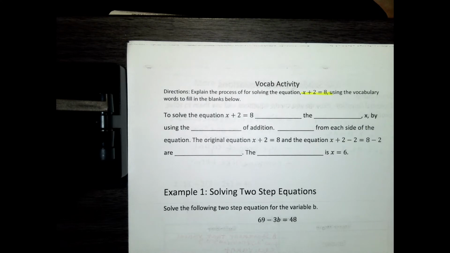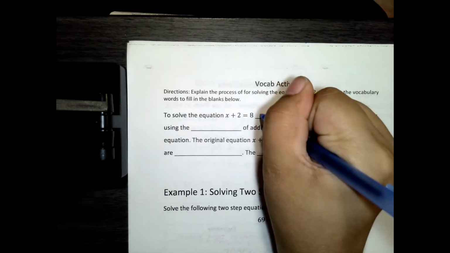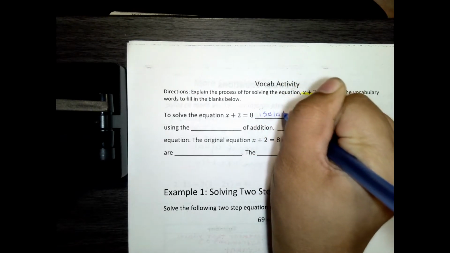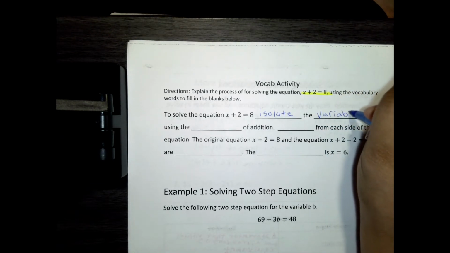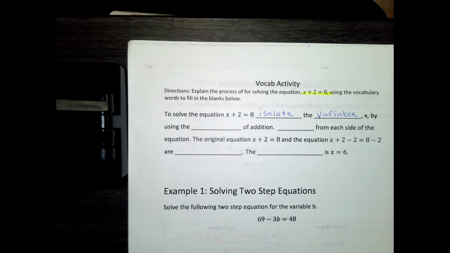To solve the equation x plus 2 equals 8, we have to blank the blank x. Well, if we look back at our page, we know that we had the word isolate. So we want to isolate the variable x. So whenever you're solving equations, think x needs to be alone. Get x alone. How are we going to isolate it? By using the inverse operation of addition.